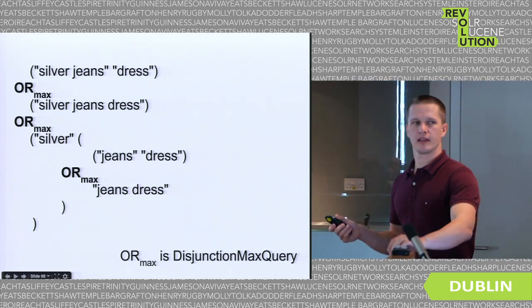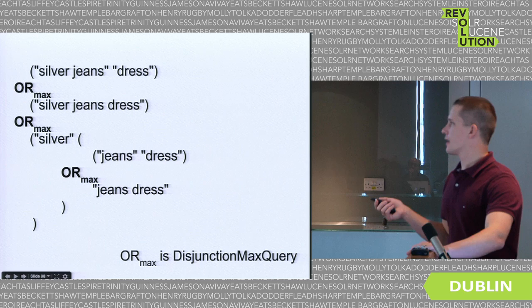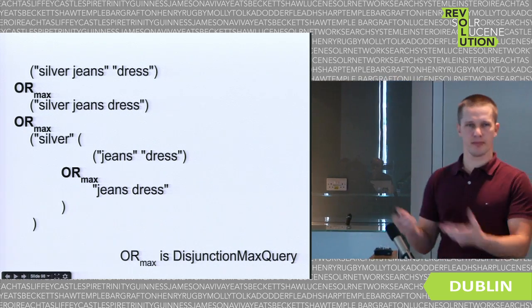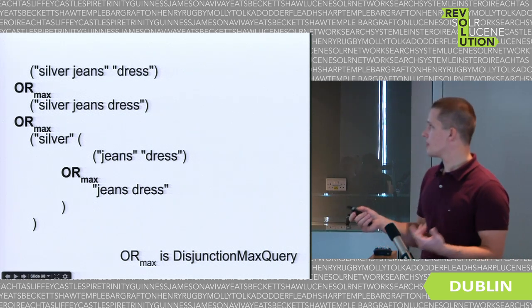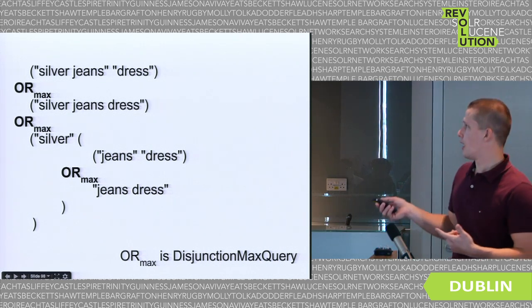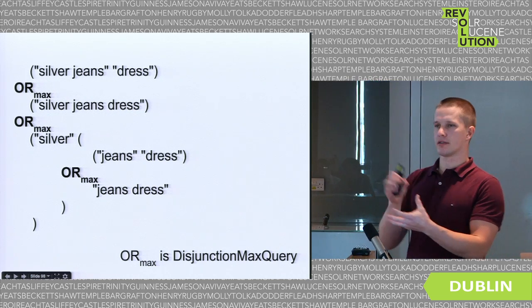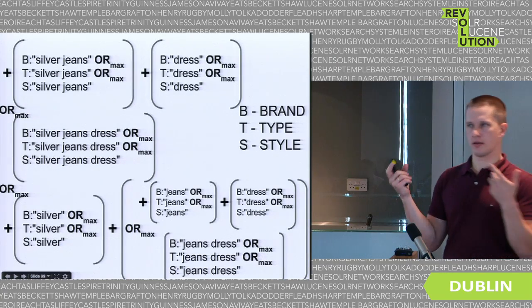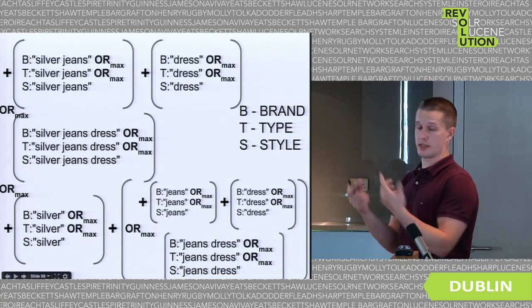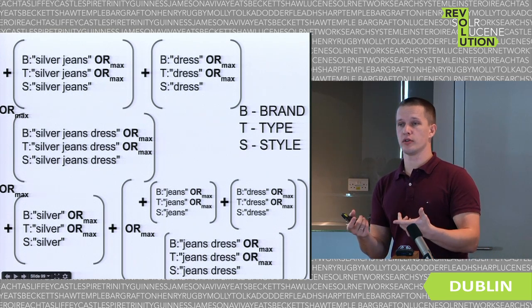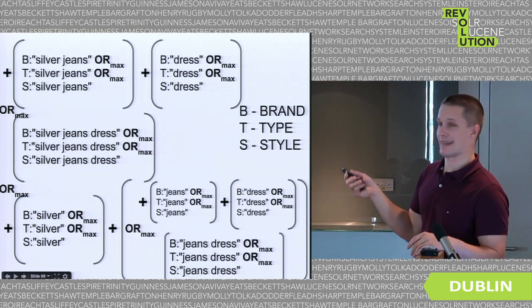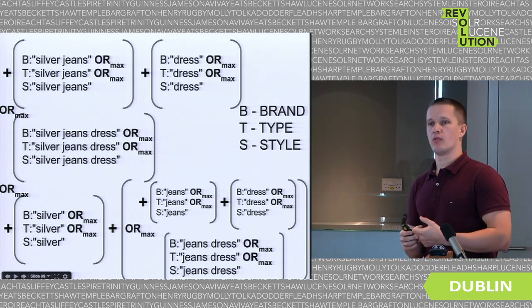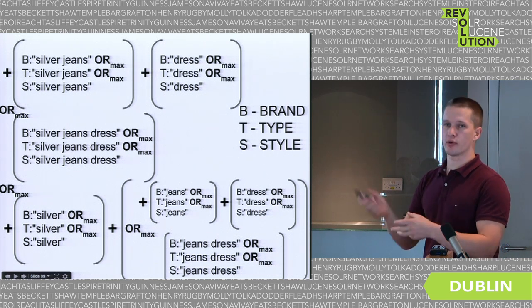Okay, so at least I need to explain why min should match is important for practical applications, for example, for e-commerce. If we have a few words entered in our search box, we cannot run this query as a conjunction. Do you have an idea why we can't just run conjunction queries from entered words? What if you run the three words as a conjunction query?